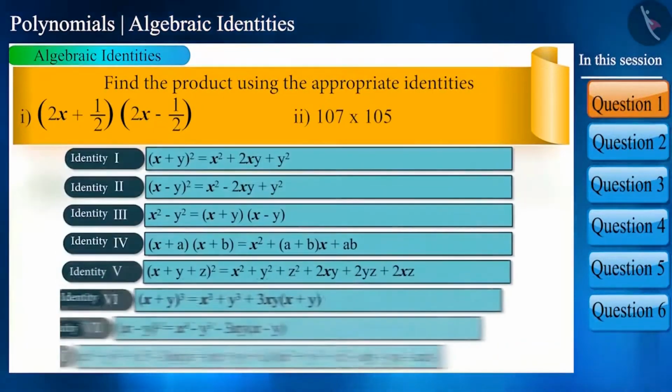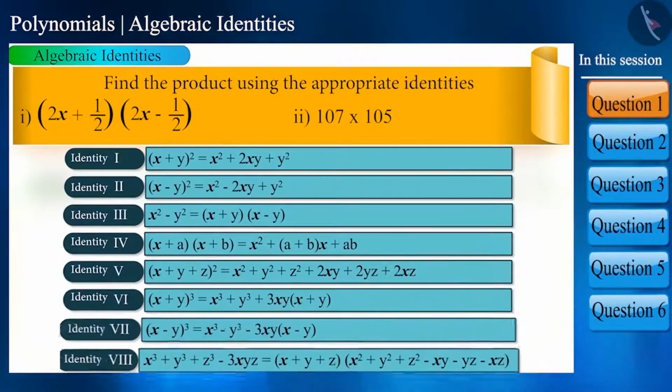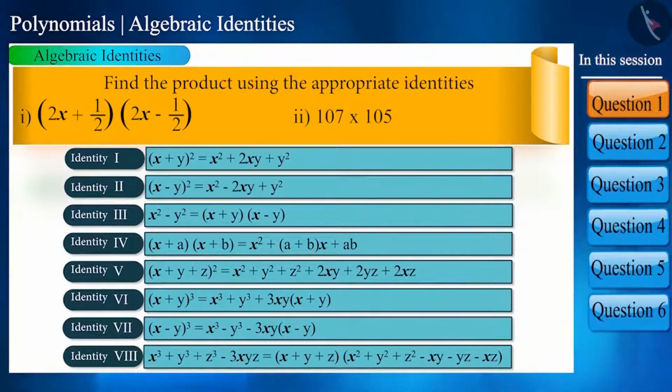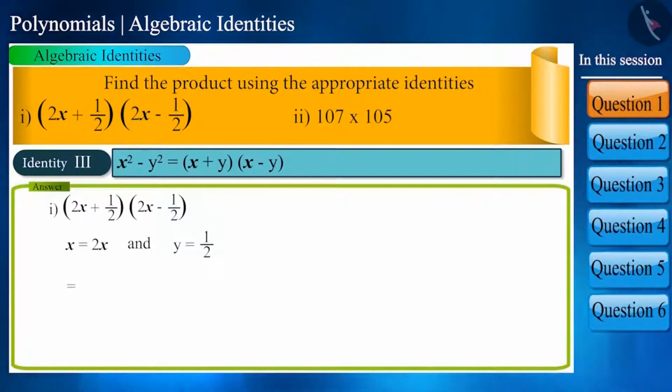By looking at these 8 identities, can you tell which one can be used to solve this question? To find the answer to this, we will have to see to which identity this question resembles. That is, in which identity there is a sign of addition and subtraction between 2 terms. And that is identity 3. x² − y² = (x + y)(x − y). That is, (2x + 1/2)(2x − 1/2) = (2x)² − (1/2)².